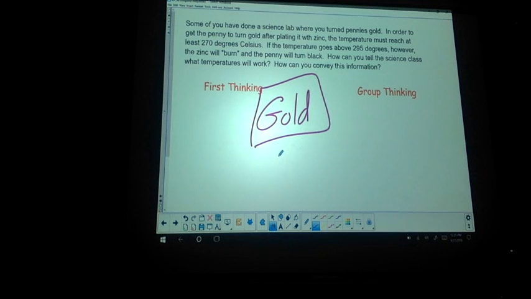So what temperature does this gold have to be? At least this, and it can't go above this. So what's my minimum temperature here? And what's my top temperature? So if your solution is somewhere between there, your penny's gold. What happens if your solution's over this way? I don't think it's gold. And what happens when it goes above 295? Well, they already said that if it goes above that, it's going to burn and it will turn black.